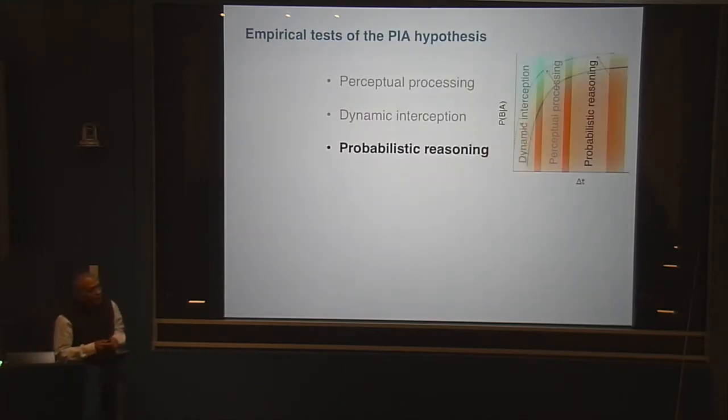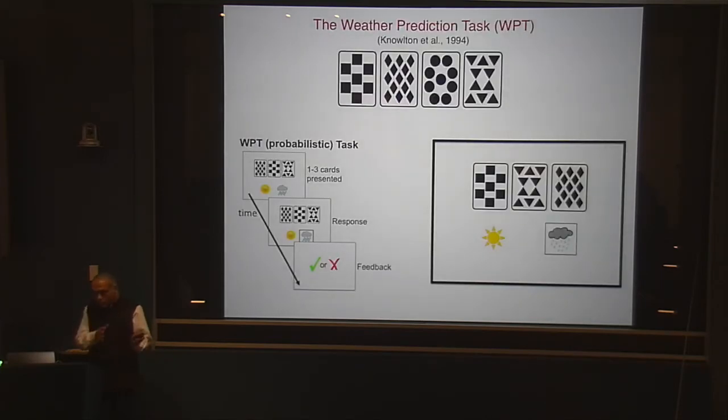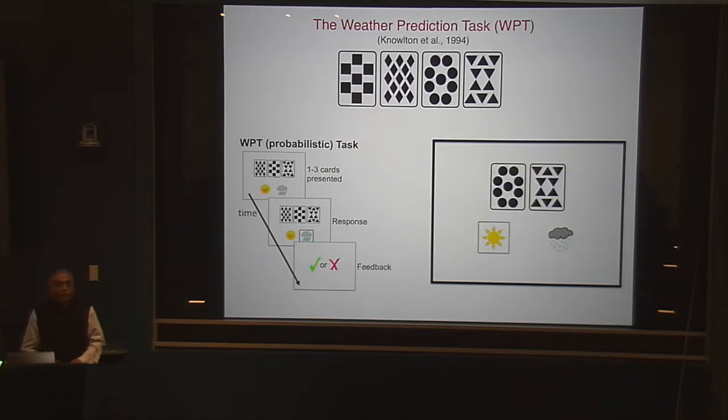The last little bit is on probabilistic reasoning, and I'm very quickly going to flip through the slides, even though Nushin would be the person to really do justice to this material, but just to give you a flavor of the kind of studies we are doing there. So the question we started out with was, how can we probe the neural mechanisms for and performance on probabilistic learning in ASD using a task that's largely devoid of social aspects? And the answer to that question that we are using is the weather prediction task.